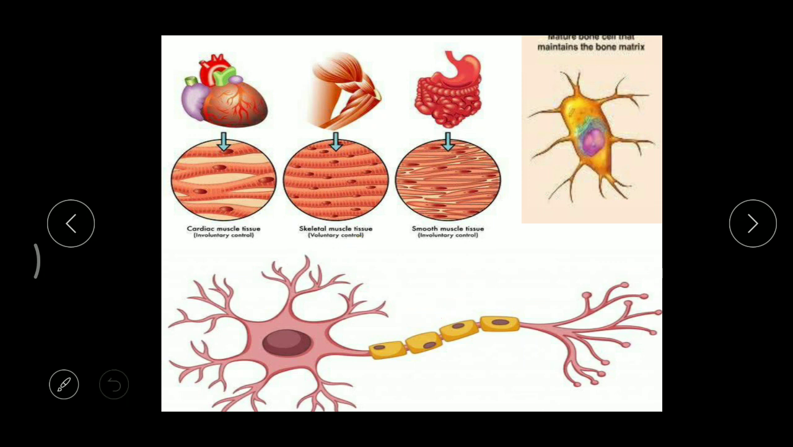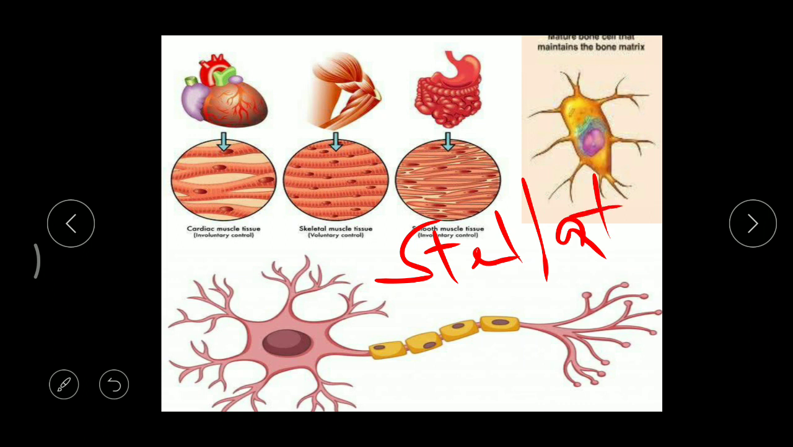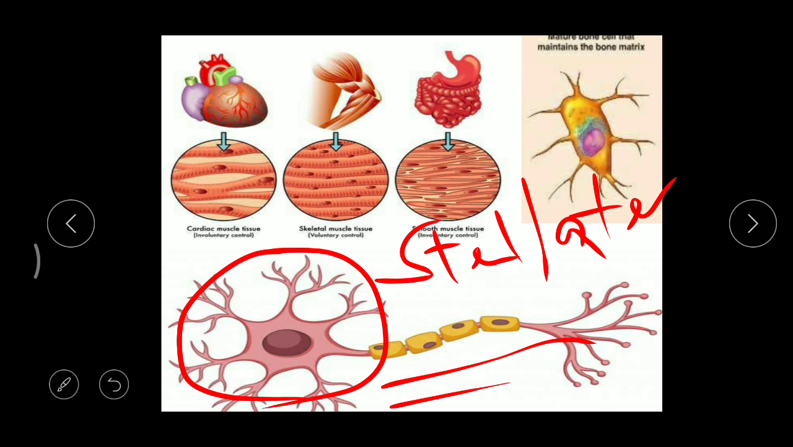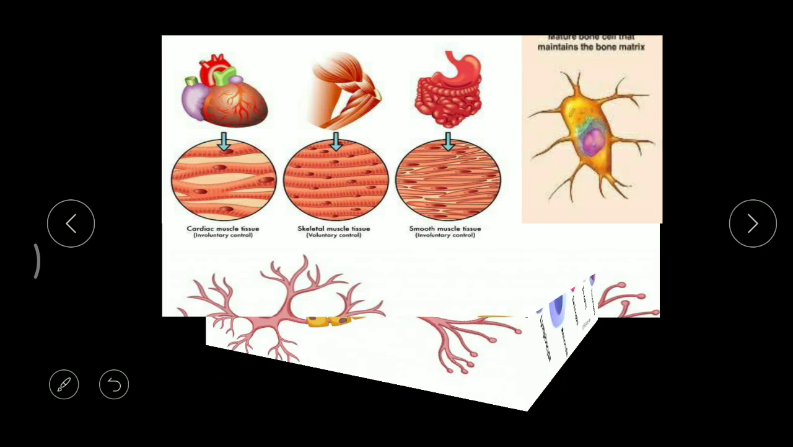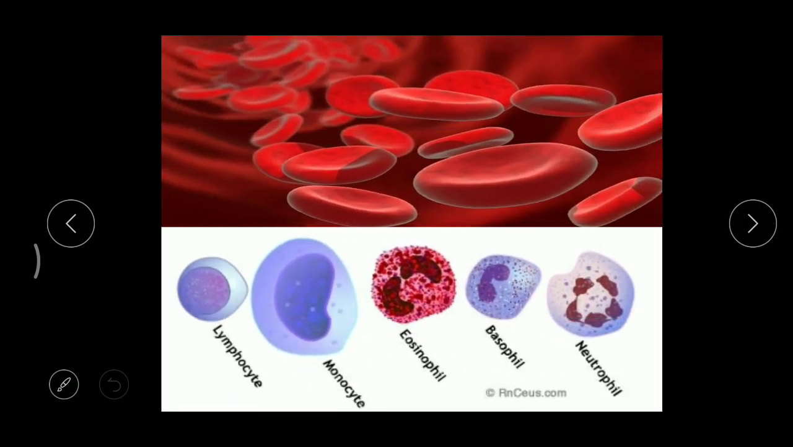Bone cell has a stellate shape. Stellate means a star shape. And here at the base you can find a very long cell. What is this? Yeah, this is called a neuron or a nerve cell, and it also has the same star shape, and that's why we can consider this a stellate shape. And then what are these?